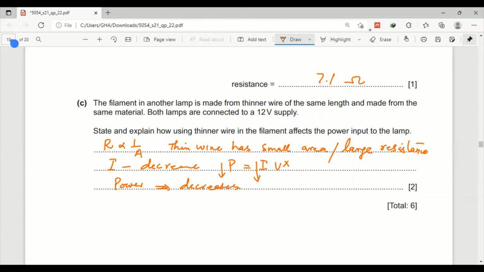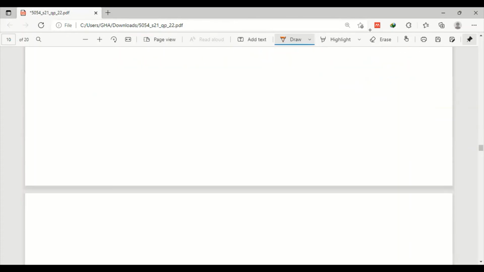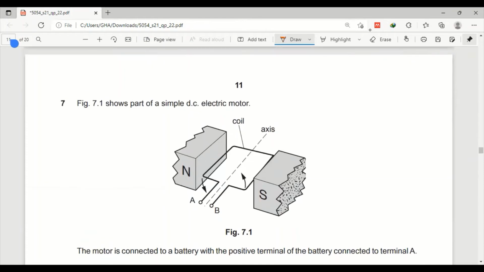Because the power depends on current and voltage. The voltage is constant, so the power is directly proportional to current. When the current decreases due to the large resistance, then definitely the power also decreases. Next, question number 7.